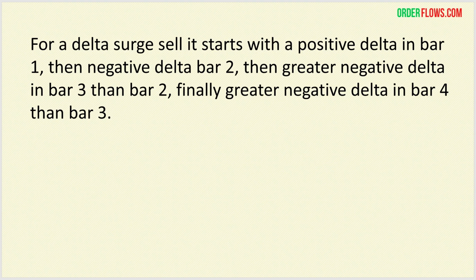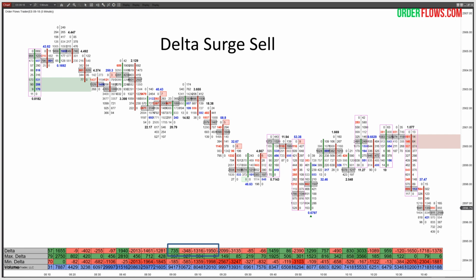Now, for a sell, it's the opposite. It starts with a positive delta in bar 1, then negative delta in bar 2, greater negative delta in bar 3 than bar 2, and finally the last bar, bar 4, should have a greater negative delta than bar 3, the preceding bar. So this is how it looks.